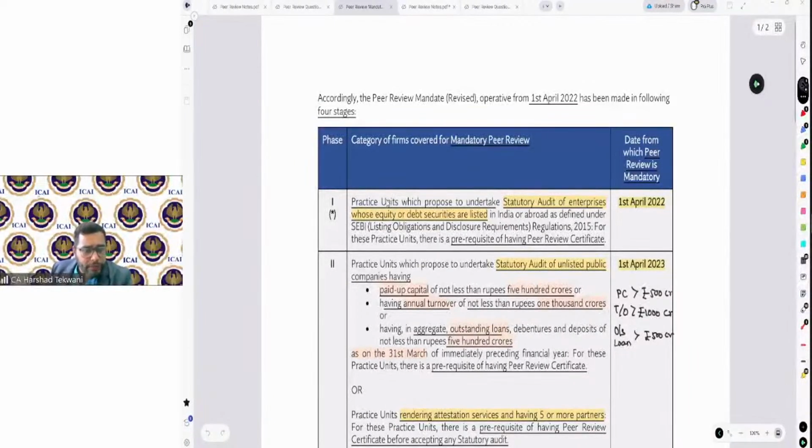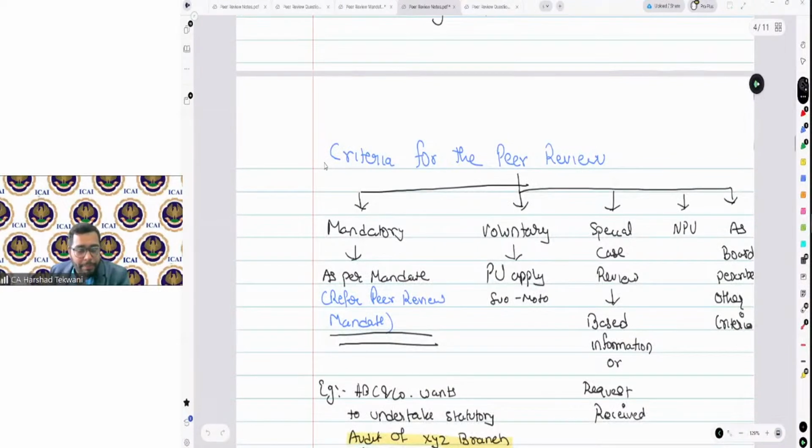If they do not fall in any of these conditions, then it is not mandatory for them. It is either voluntary, or for the new practitioner case, or a special case. Now it does not become mandatory for them. So mandatory is only as per the mandate. I hope I am clear.